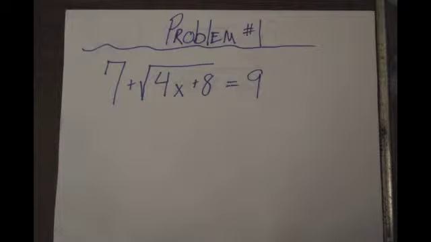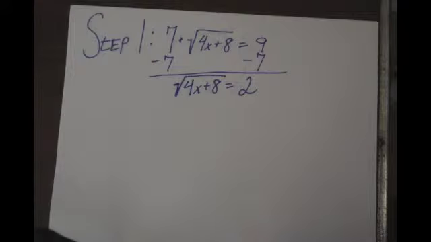Now the first thing you must do when solving radical equations is to isolate your radical. In this equation, 7 plus radical sign 4x plus 8 equals 9. The 7 is on the same side as the radical, so we must move this to the other side in order to isolate the radical. You subtract 7 on both sides of the equation, and you are eventually left with radical sign 4x plus 8 equals 2.